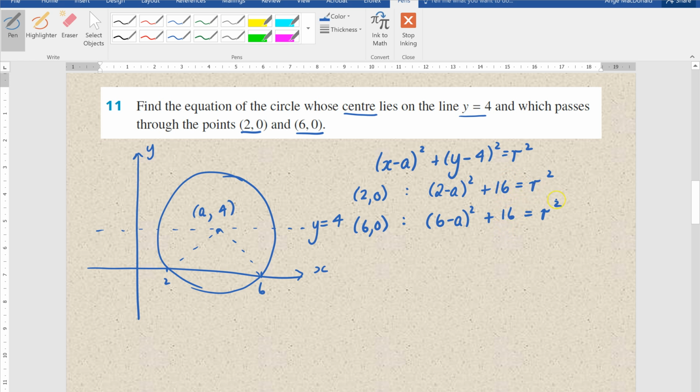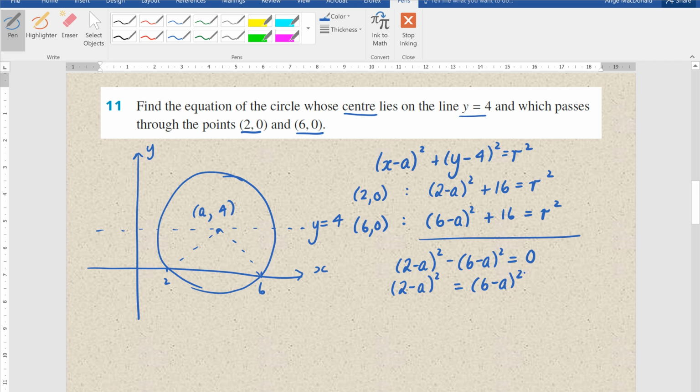that these are all the same, because if I now subtract one equation from the other, I end up with 2 minus a squared minus 6 take a squared. 16 take 16 is 0, and r squared take r squared is 0. So what I'm now left with, I'm going to put that on the other side, only because that gets rid of the minus. I mean, you don't really have to.